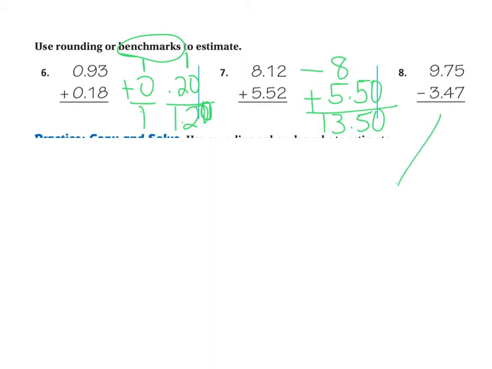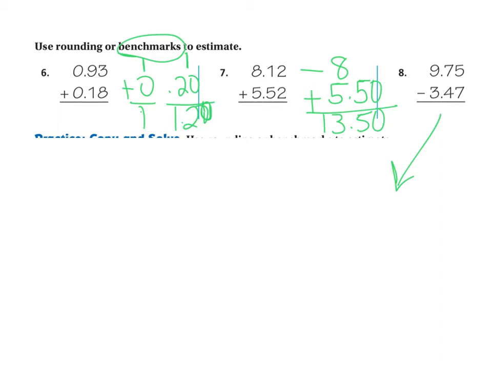The last one I'm going to pull down to the bottom and work. It's a subtraction problem. You have 9 and 75 hundredths minus 3 and 47 hundredths. And so here you have a couple of options. Again, you could go for, think money, $9.75. You could think $3.47. You could use benchmarks here. It's really up to you, however you see it.